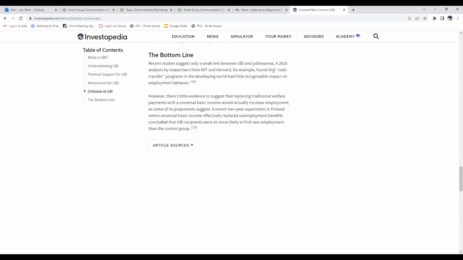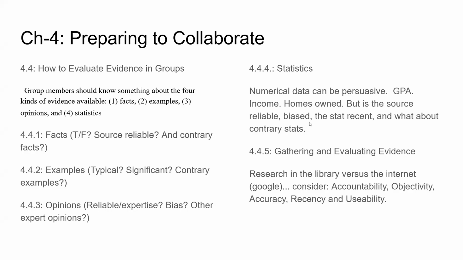So yeah, we did some research on statistics. Does universal basic income work? And you saw some of the statistics there. And you're going to ask yourself, are they reliable? Is it biased? Is it recent? It was reliable, yes. It wasn't biased. It was recent, yes, and there weren't any contrary statistics.